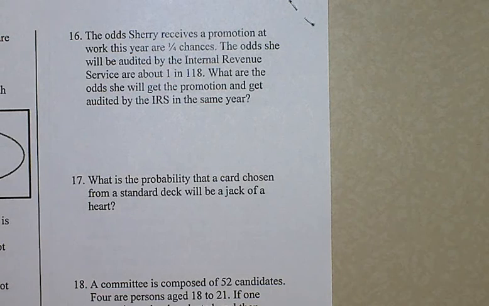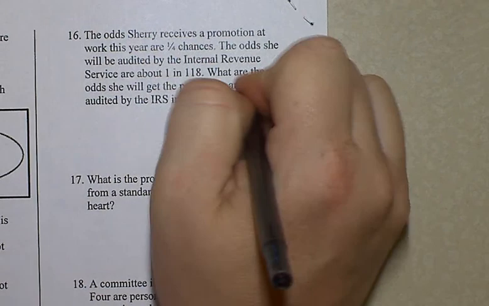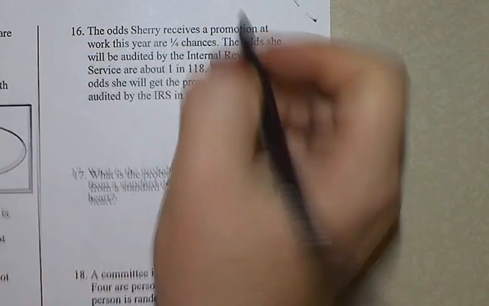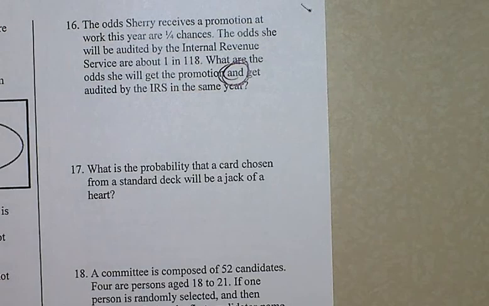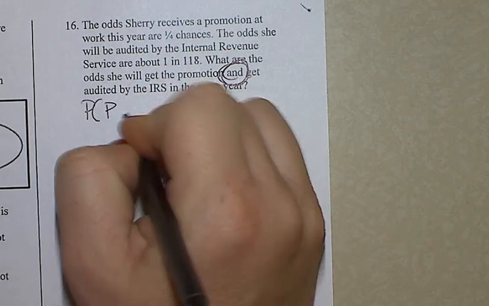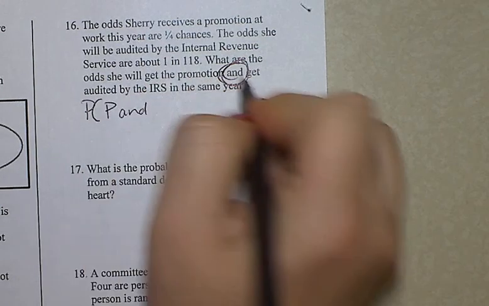The odds she receives a promotion at work this year are 1 in 4. The odds she will be audited by the IRS are about 1 in 118. What are the odds that she will get a promotion and she will get audited by the IRS? When we're talking about and statements, we always multiply. And means multiply. So let's go probability of promotion and audit.